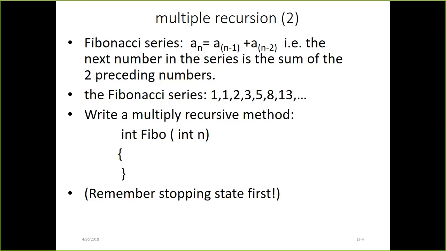Okay, the next number will be 0 plus 1, 1, and the next number will be 1 plus 1, 2, and so on, 21, then 34, right? Then 55, and that way.